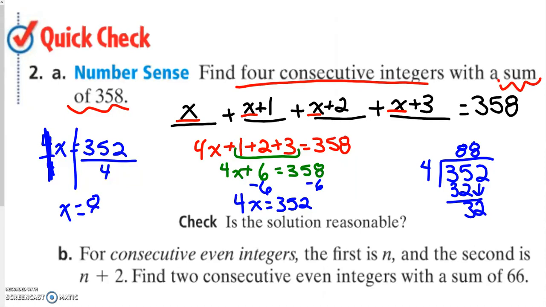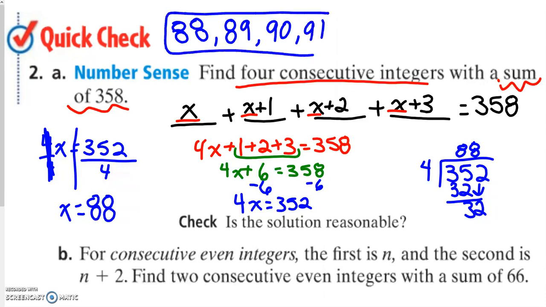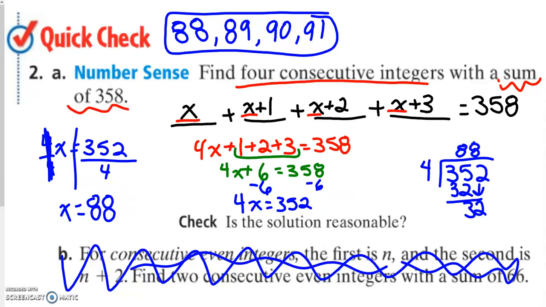X is 88. Again, you got to answer the question. It says find 4 numbers in a row. Well, I know X is 88, my first number. Next one's one bigger, 89, then 90, then 91. Don't worry about this problem. That's something we'll get to a little later on.